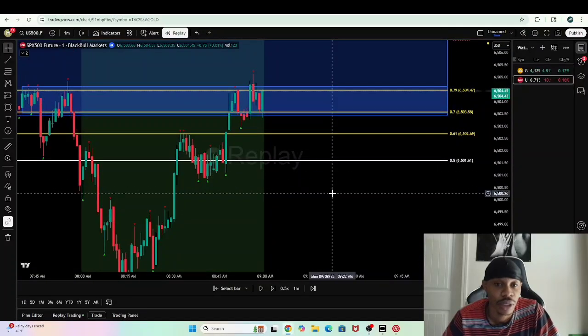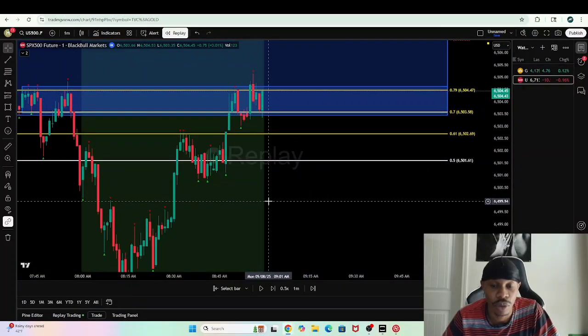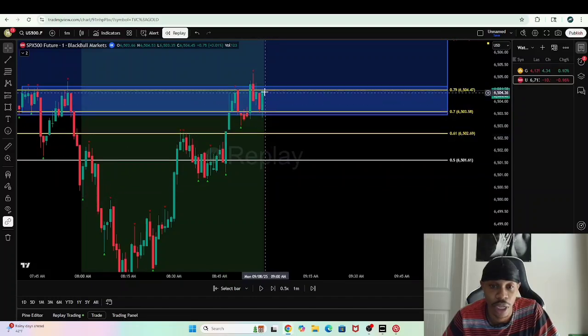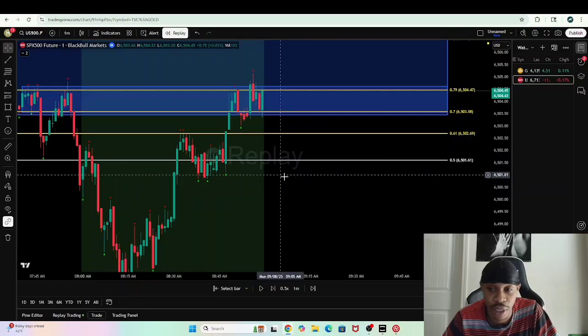Alright. So now the next step, I'll be waiting for price to come and break this 0.5. Because if you've seen, when she came, she tapped my golden zone area. So now I need price to come past this 0.5.